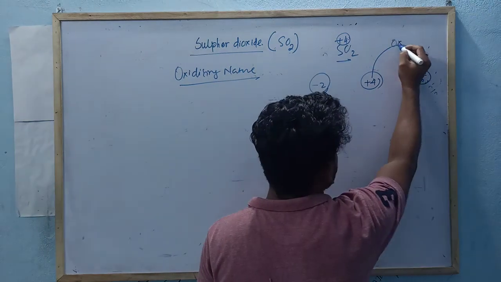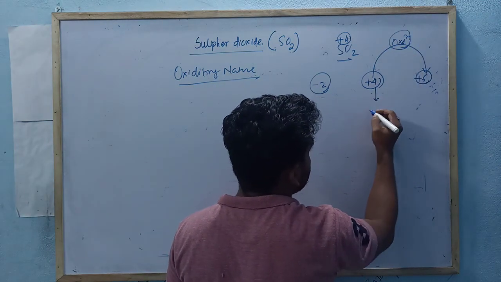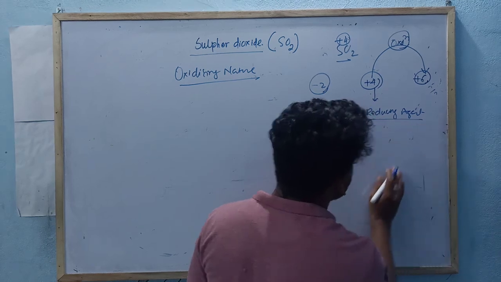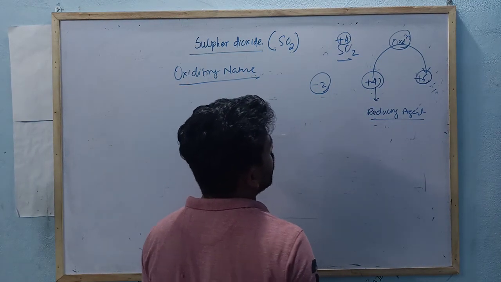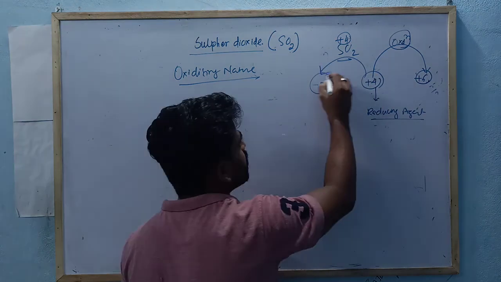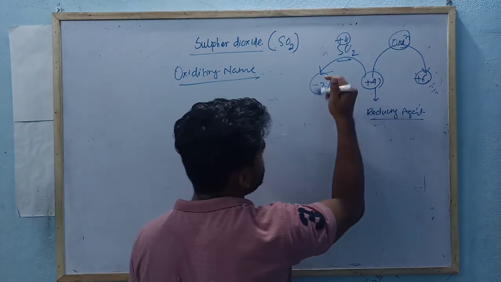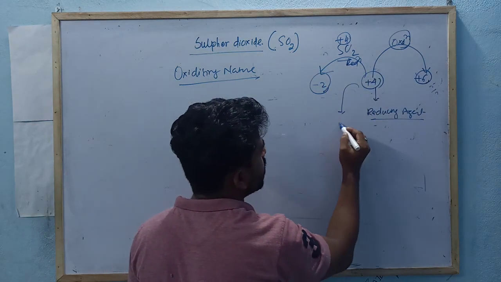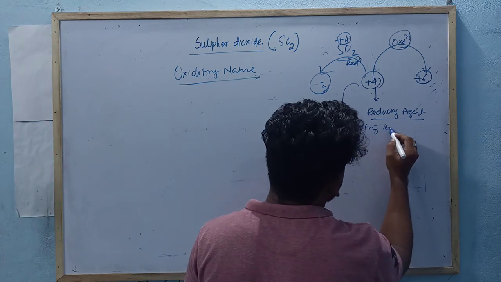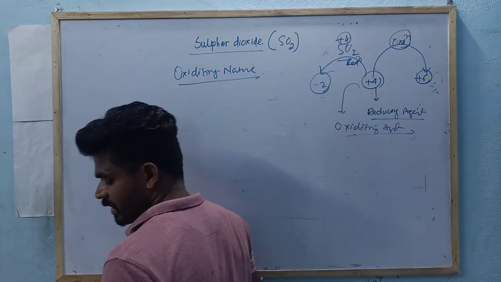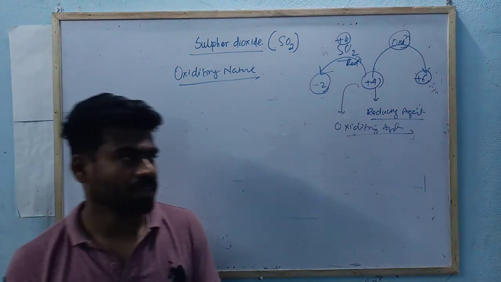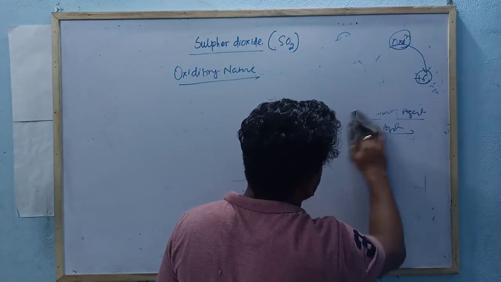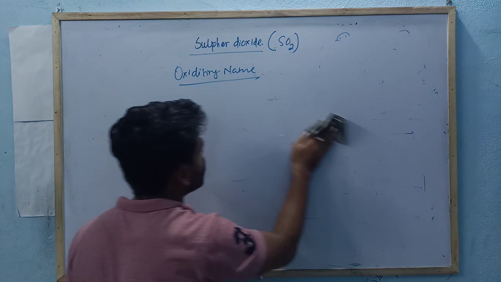If there is a change in oxidation number from +4 to +6, that means it undergoes oxidation. So the one that is undergoing oxidation, what will it be? A reducing agent. Also it can gain electrons to convert into -2. If something gains electrons, it undergoes reduction, and then it acts as an oxidizing agent. Regarding reducing nature, we have already discussed its reducing properties. So now it's time to discuss its oxidizing nature, how it oxidizes other species.